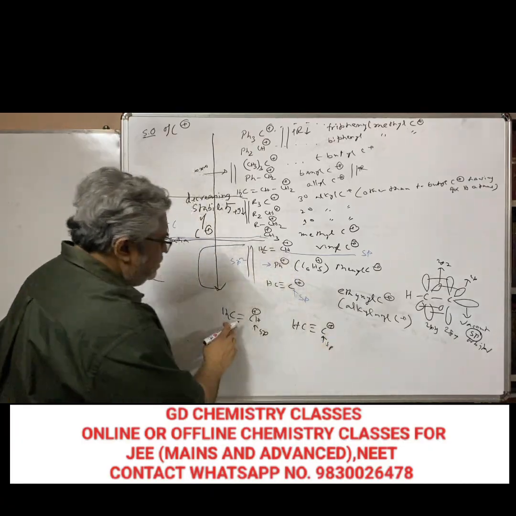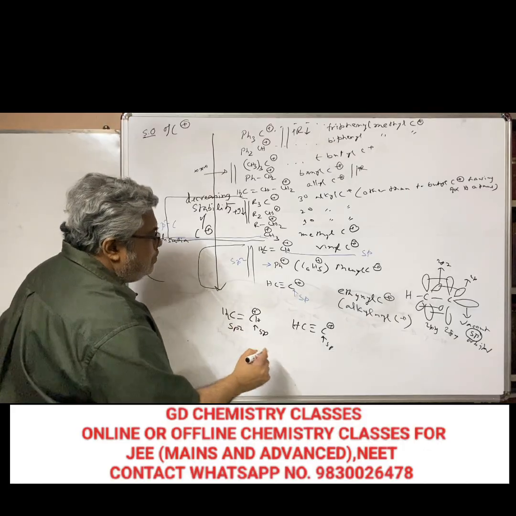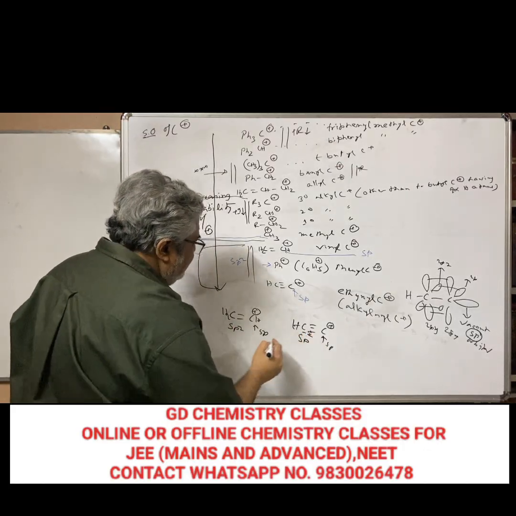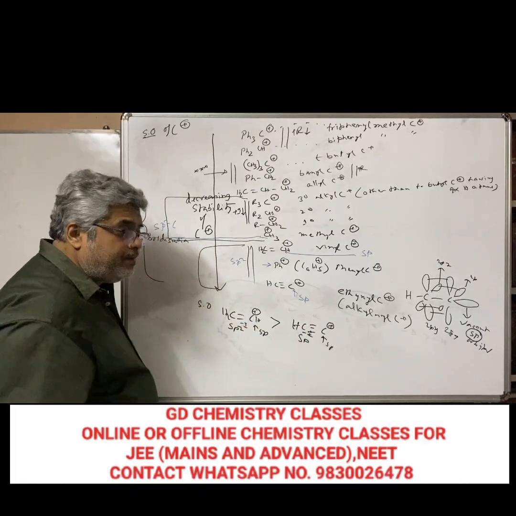But if you look at this carbon, it is sp2 while this carbon is sp. So this carbon will exert more minus I effect than this carbon. That's why stability wise this is more than this.